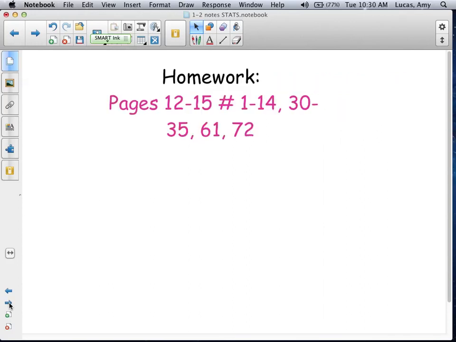And our homework, pages 12 to 15, number 1 to 14, 30 to 35, 61, and 72.